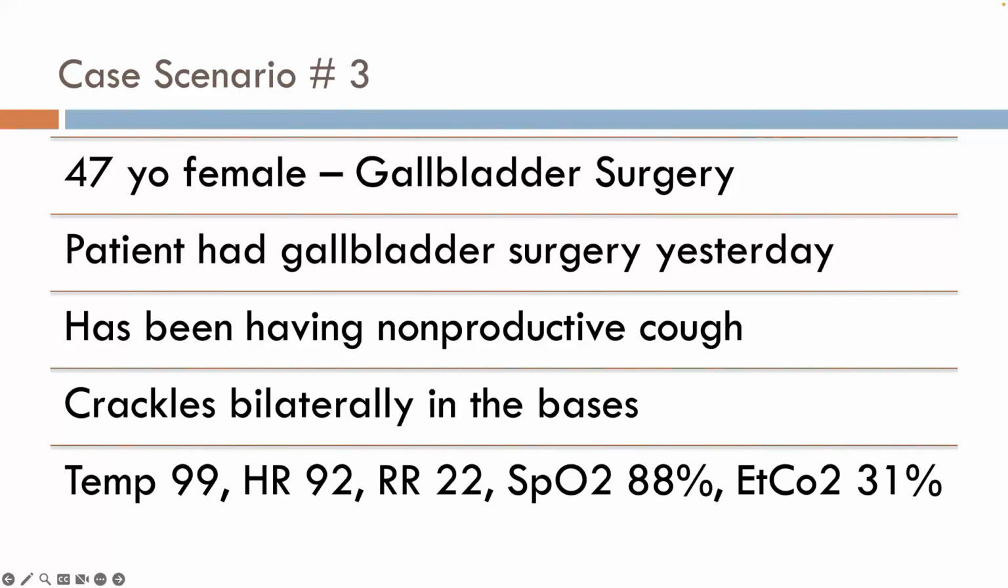47-year-old, just had surgery, went home. Non-productive cough, we got some crackles at the bases, oxygen level is 88, her end-tidal is 31. What type of respiratory failure does she have? Type 3. Yes, she has type 3.